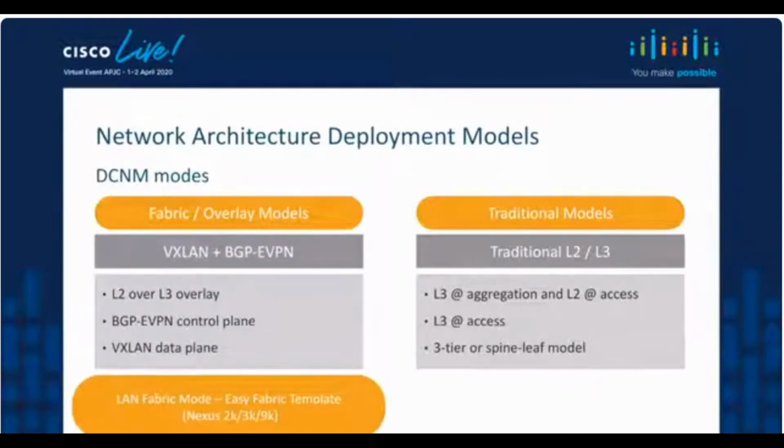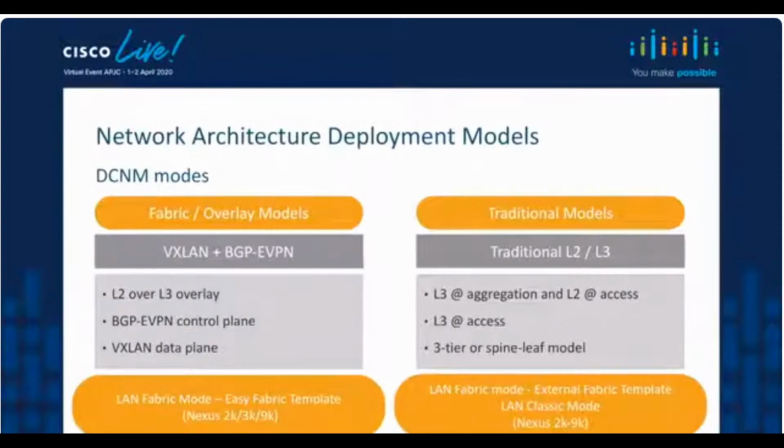Now, this session is, of course, going to focus on the LAN part of the data center. This session will be covering the LAN fabric mode, that's the installation mode. And for VXLAN fabrics, we have something called the Easy Fabric template, which can be used for a Nexus 2K, 3K, and 9K. So it's important to remember LAN fabric mode, that's the installation mode, and that's the template called the Easy Fabric template that should be used for VXLAN BGP EVPN fabrics.